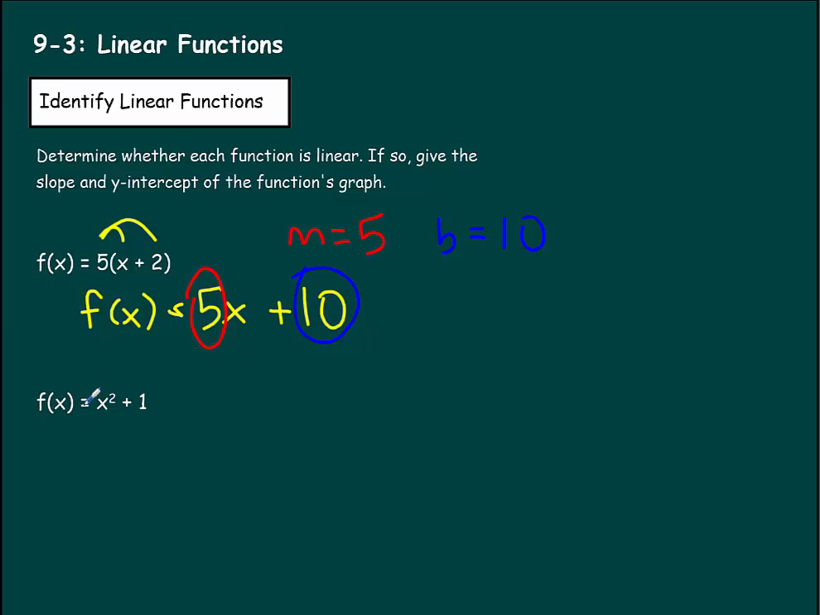Now we have f of x equaling x squared plus 1. And as you're going to find out, this can't be a linear function. Whenever you have the variable with an exponent, that's going to make it very much nonlinear. Because 0 squared is 0, 1 squared is 1, 2 squared is 4, 4 squared is 16. Notice what kind of pattern that takes? It's very much a curved pattern. So we'll say nonlinear.